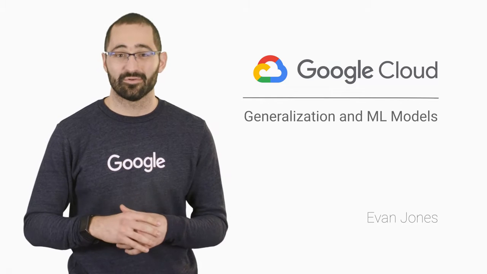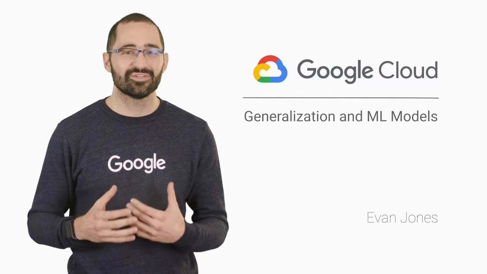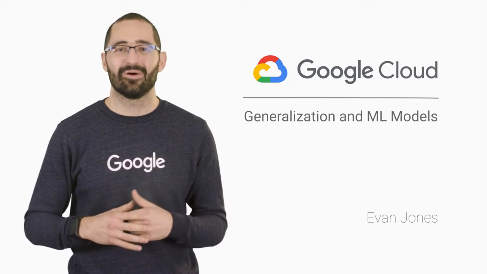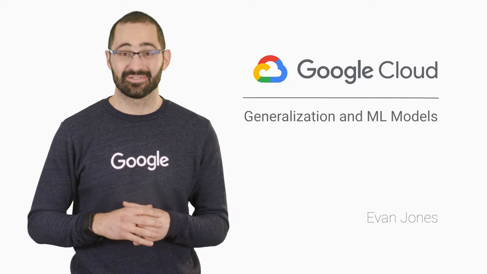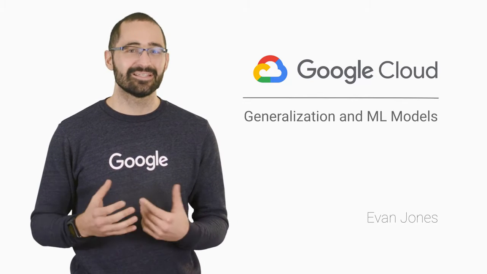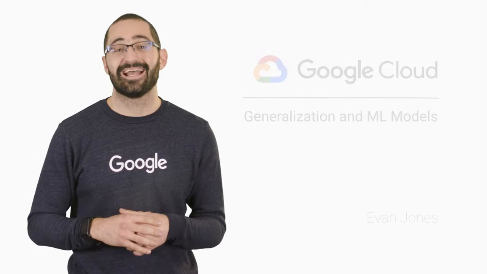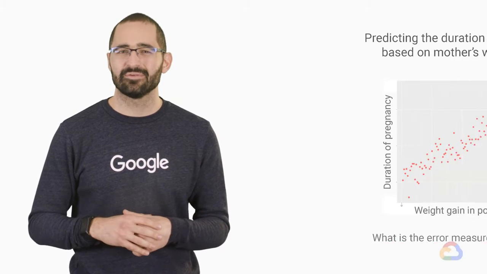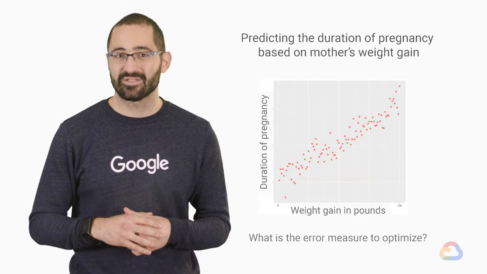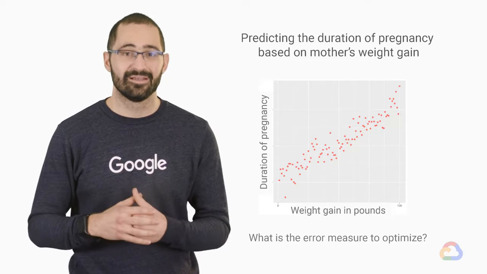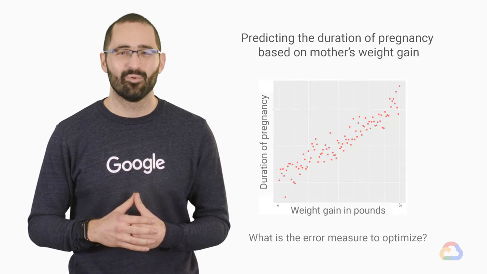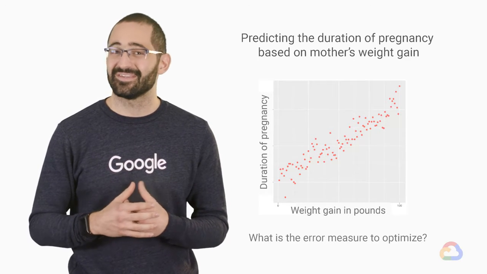Let's first address generalization, which will help us answer the question about when the most accurate ML model is not always your best choice. Once again, here we find ourselves with a familiar natality dataset, but this time we're going to use the mother's weight gain on the x-axis to predict the duration of the pregnancy on the y-axis. What do you observe about the pattern that you see in the data?